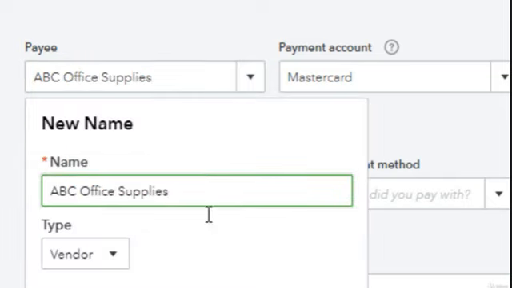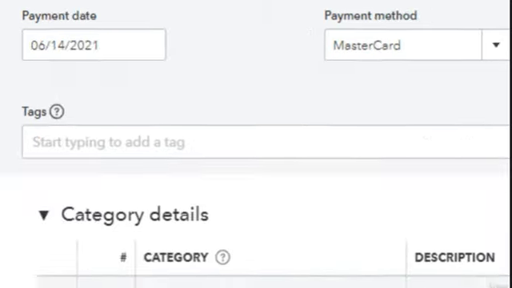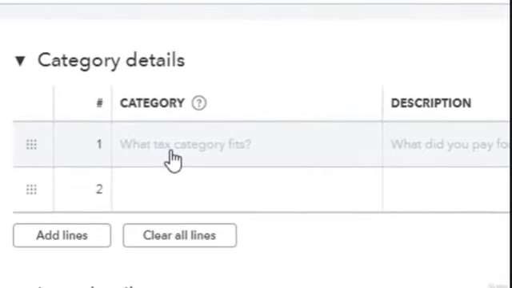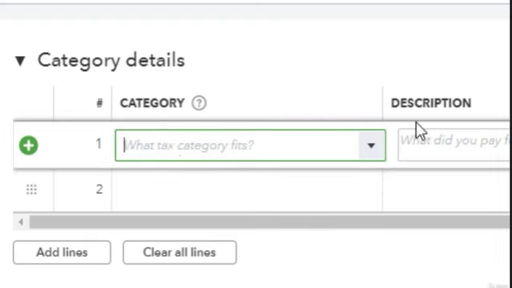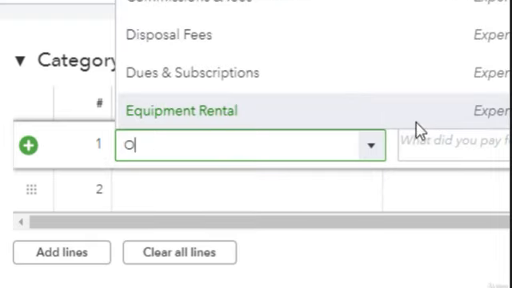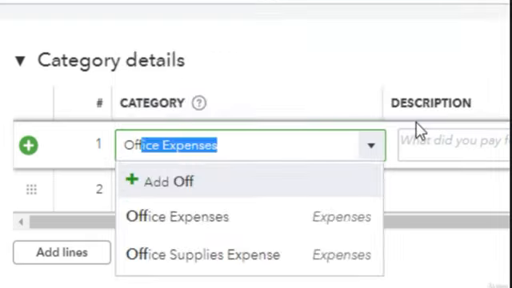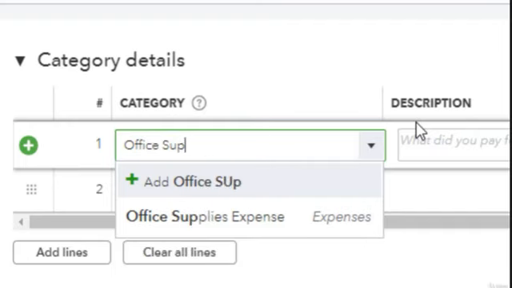We'll use the payee as ABC office supplies. The first time we did it using cash basis. This time we're going to use the accrual basis. So we're going to call the new account office supplies.